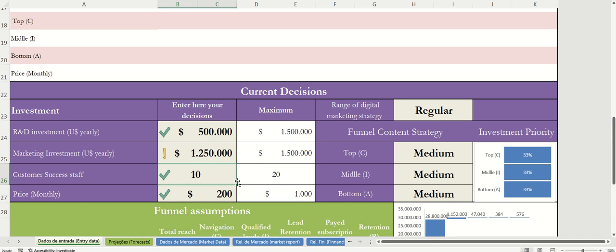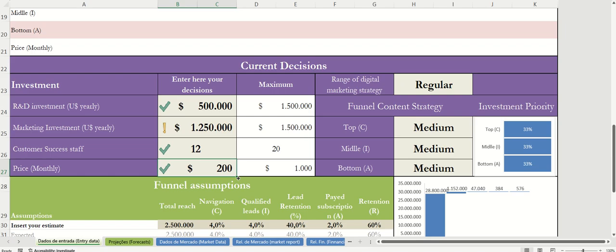And here you can check the number of employees. Remember that you can have between 0 and 20, and each round you can only double the number of employees. So if you start with just a few people working for you, it will be hard for you to hire more people in the next rounds as well. So let's say that I want to have a little bit more people to deal with my customers. Let's have 12 employees to work in my business.